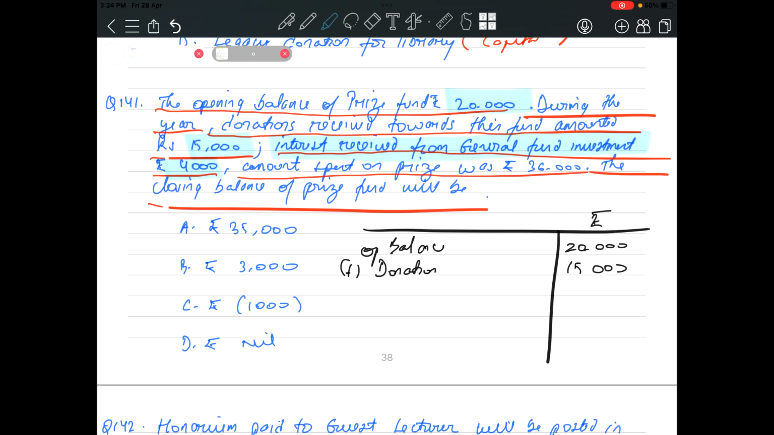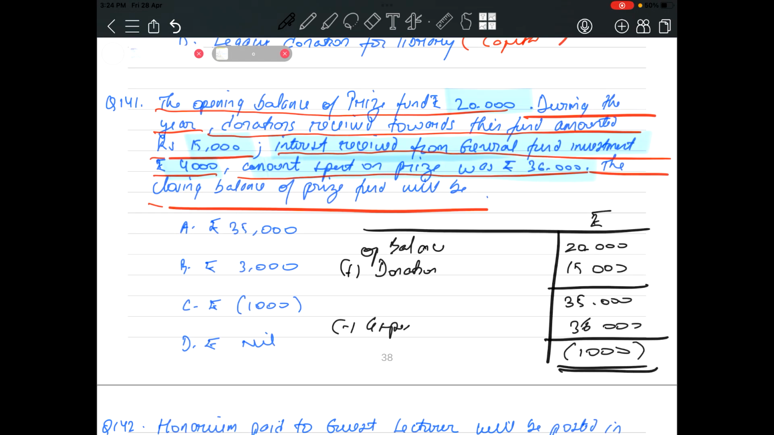Okay, now next, amount spent on prize was 36,000. Now the total money which I have is 20,000 plus 15,000, which is 35,000. Sorry, 35,000. I have 35,000 rupees for the prize fund. But how much have I spent? I have spent 36,000. Less expenses is 36,000. Now there is a negative balance of 1,000 rupees.